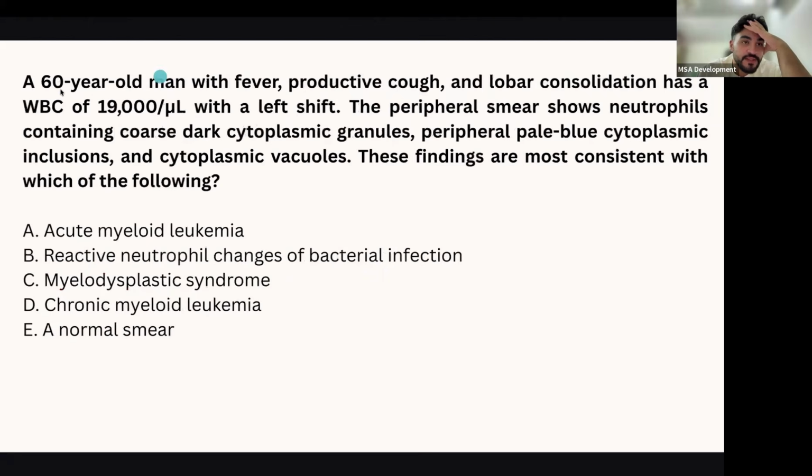Okay. Like a 60-year-old man with fever, productive cough, lower lobe consolidation, has a WBC of 19,000 with a left shift. Peripheral smear shows neutrophils containing coarse, dark cytoplasmic granules, peripheral pale blue cytoplasmic inclusions, and cytoplasmic vacuoles. These findings are most consistent with which of the following?